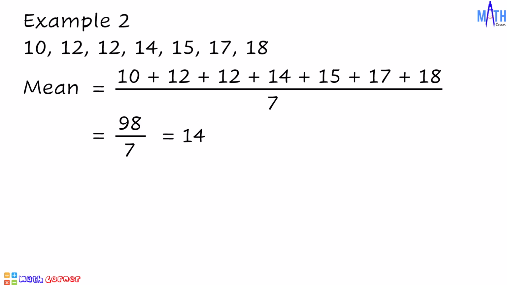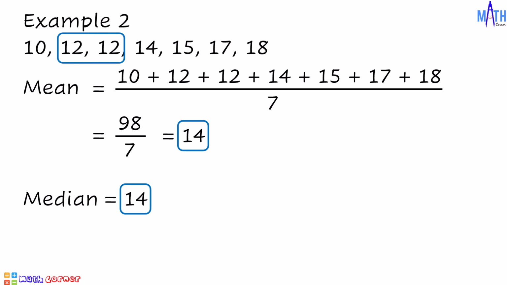The mean is 14. The data is already arranged in ascending order, and there are 7 values, which is an odd number. Since the middle number is 14, the median is equal to 14. Next, the most frequent value in the given dataset is 12. It means that the mode is equal to 12.